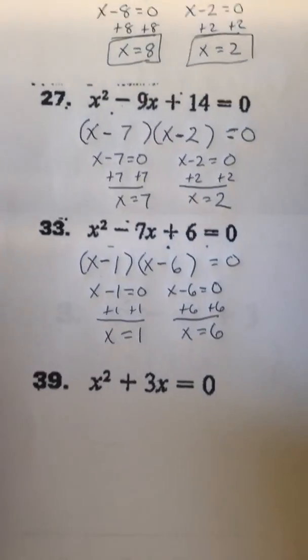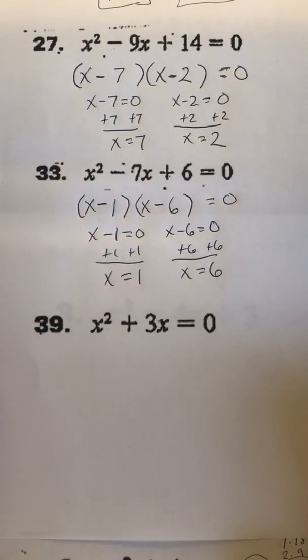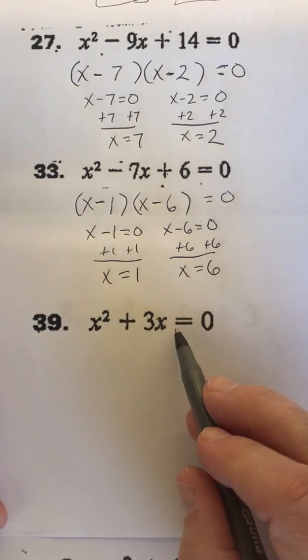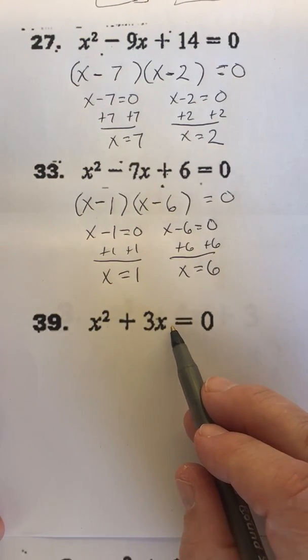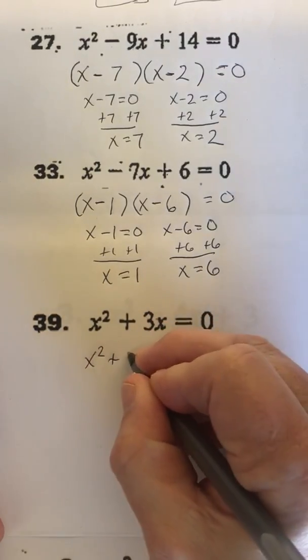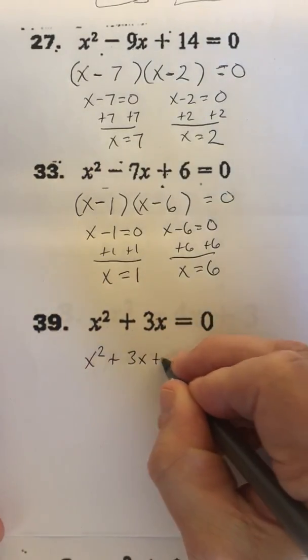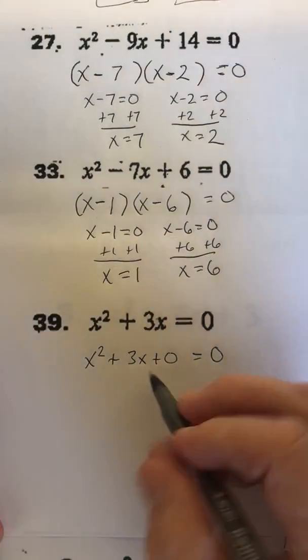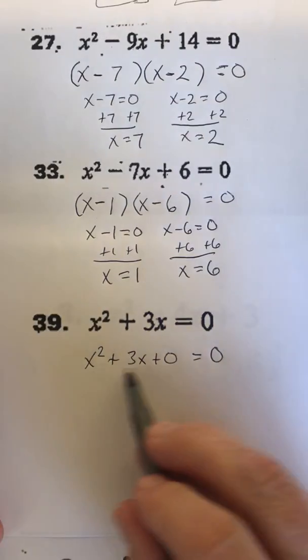All right, and then our last problem. Our last problem looks a little weird. We're missing something. All right, we're missing our c term. So since it's missing, what we can do is we can fill it in with a 0. So we got x squared plus 3x plus 0 equals 0. All right, so now it's all set up.